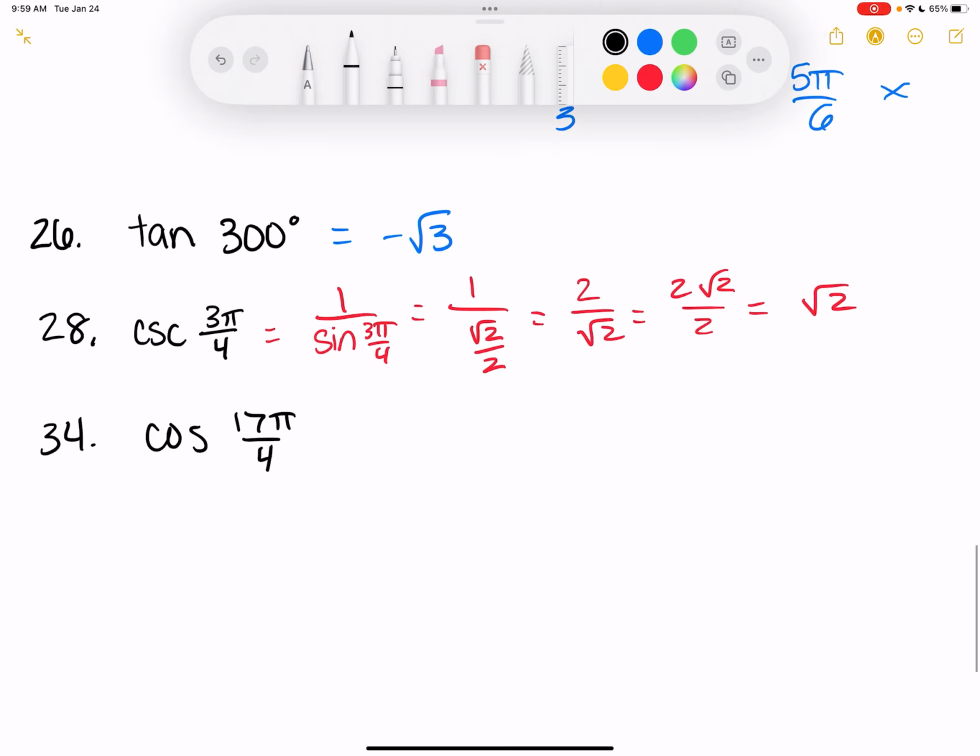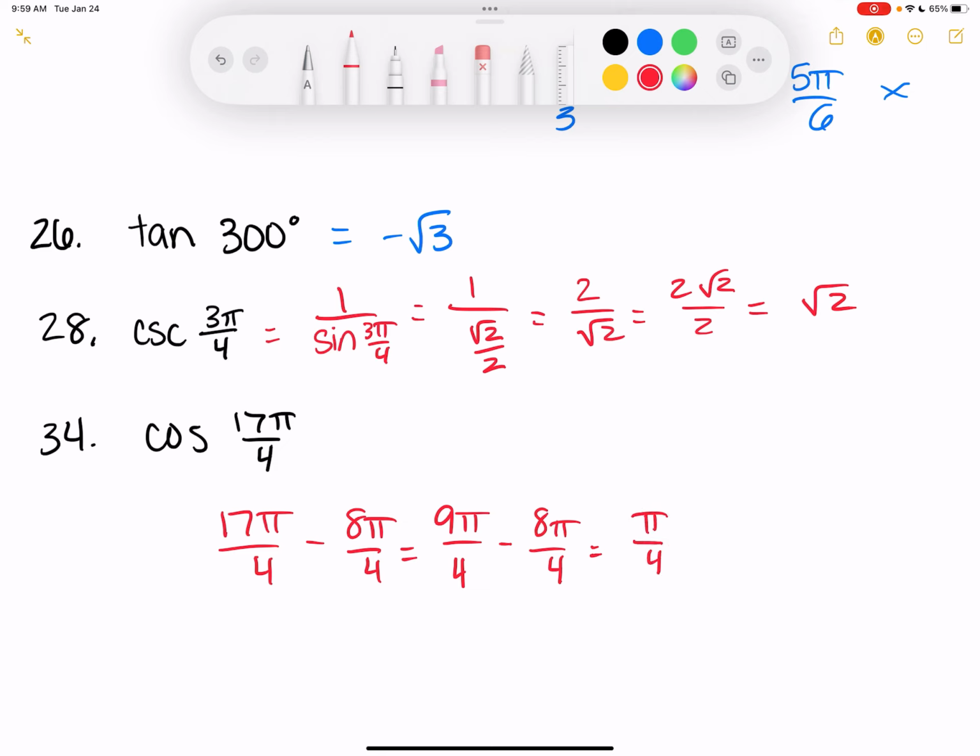So 17 pi over 4, I'm trying to get it down to an angle that I know, so I'm going to subtract increments of 2 pi. So if I needed it as something over 4, what would that be? 8 pi over 4. So I'm subtracting 8 pi over 4. That gives me 9 pi over 4, which is still more than 2 pi. So I need to subtract again. Minus 8 pi over 4 gives me pi over 4. So I'm now looking for the cosine of pi over 4, which would be what? Root 2 over 2.